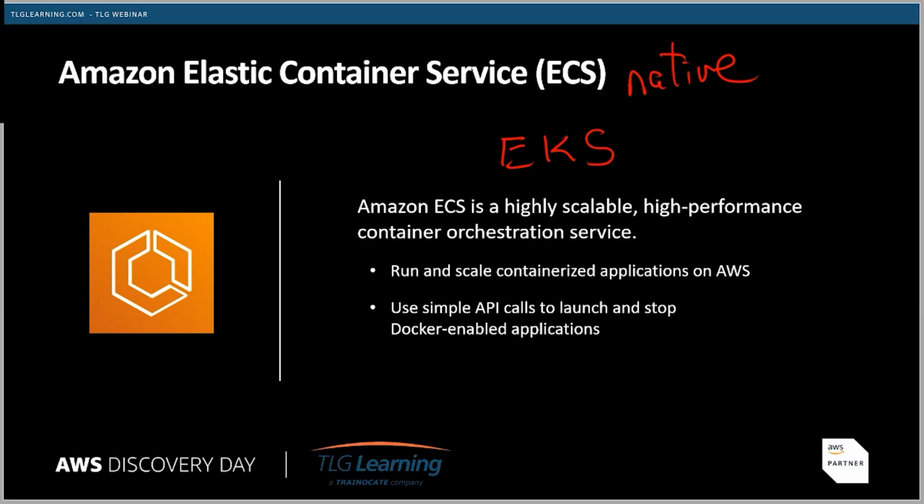So in the end, you choose one, ECS or EKS, depending on your needs. ECS is the simpler, deeply integrated with other AWS services. EKS may give you more flexibility due to the open source nature and the open source community that's out there that supports Kubernetes.